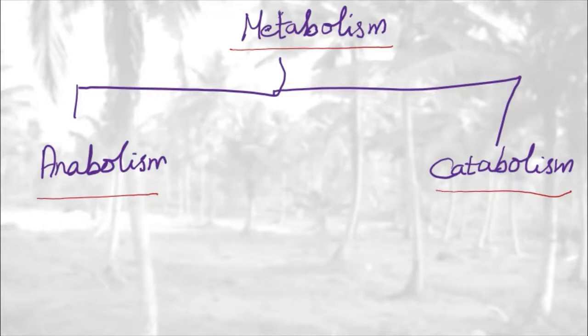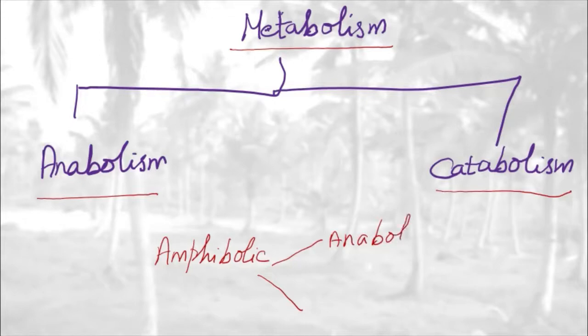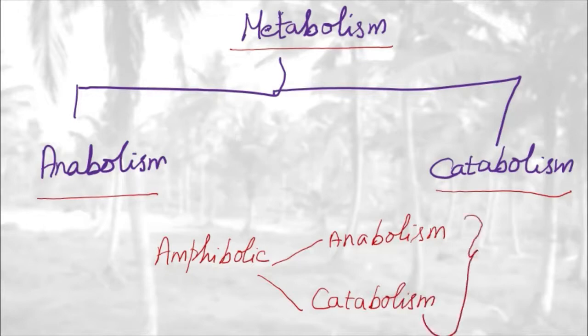Children, there is one more thing within metabolism, that is amphibolic. An amphibolic reaction is one where you can observe anabolic reactions as well as catabolic reactions together. So which one is that? Cellular respiration is a very good example of an amphibolic reaction.